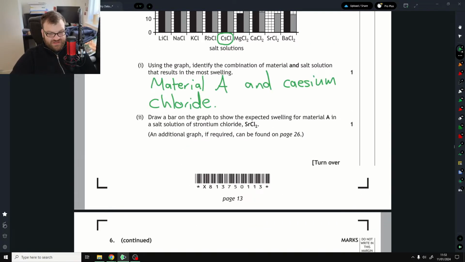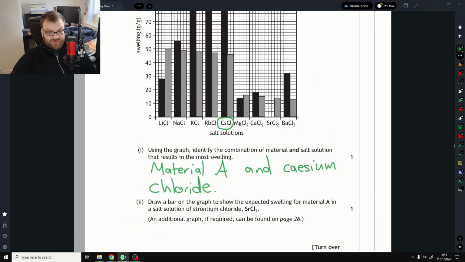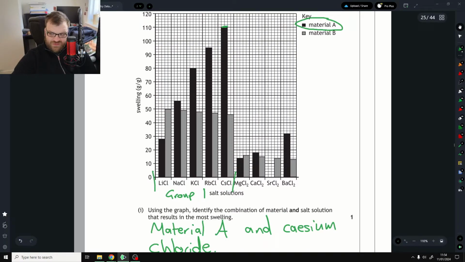Got a bar in the graph to show the expected swelling for material A in a salt solution of strontium chloride. Right, I had a little puzzle with this one. I think maybe what they're wanting is if you look at the group 1 elements, as you go down group 1, the values are increasing. If this is then the group 2 elements, you can check that in your data booklet if you need to. Here, this would mean that we would be increasing as we go along. So anywhere between the calcium's number and the barium's number, that should be enough to pick up the mark.